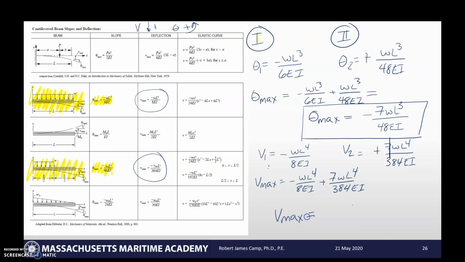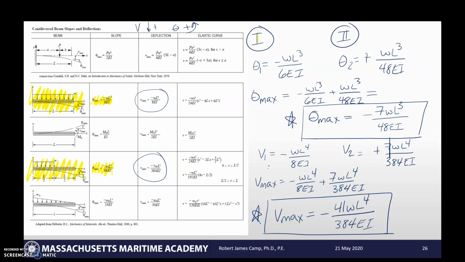And so once we do that, Vmax, we will find, is going to be negative 41WL to the fourth over 384EI. Now, we still have W's, L's, E's, and I's in it. It doesn't really matter, because as long as you can put this together, if you had the numbers, you can easily go, okay, well, the length is 10, the distributed load is this, and you could solve this. But this is just another example of how we can use superposition to put together answers.